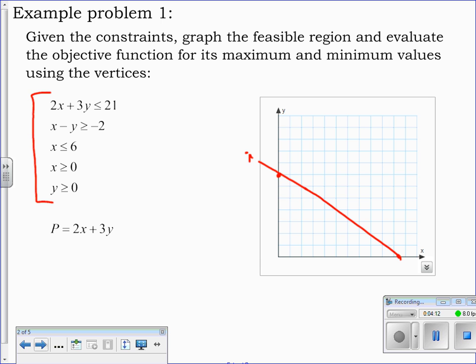So that's my first equation. Okay. And once again, I do have to test. So I want to test the origin. Put in 0 plus 0. Is 0 less than 21? It is. So that means I want everything less than this line. I don't want anything more. I want everything less than that line.